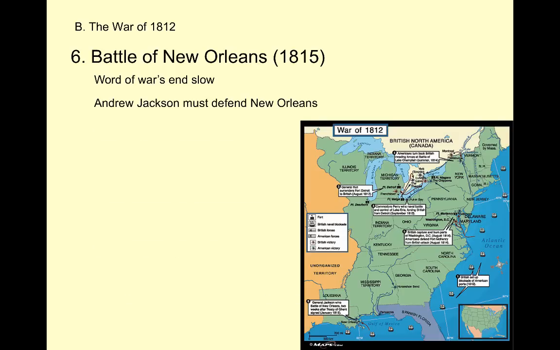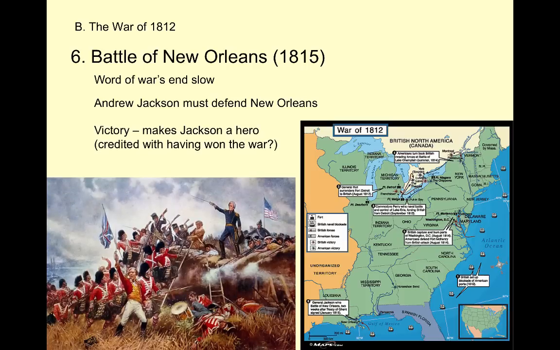And so fresh from his victory at the Battle of Horseshoe Bend, Andrew Jackson goes to New Orleans to defend the city against the British invasion. The British outnumber the Americans in this battle, but the Americans win because we're dug in and we're behind some embankments and battlements. And so when the British come, we're protected, we're covered, and they're not. And so it's a huge victory for the United States.